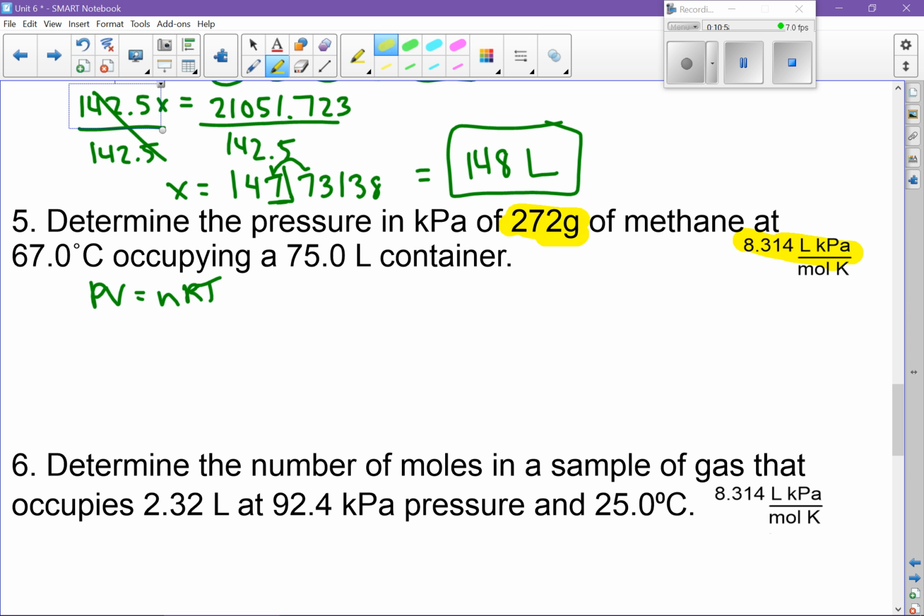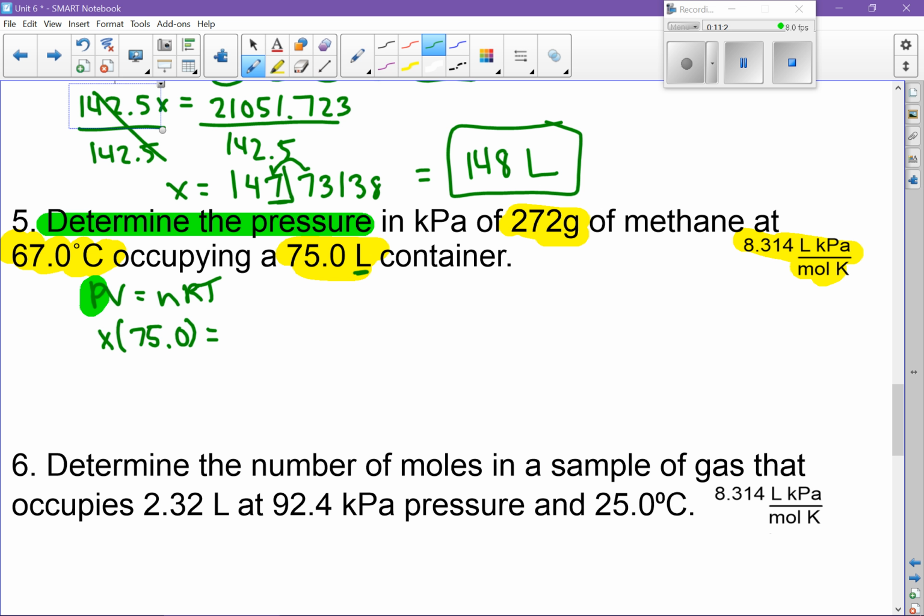There's a number. Here's R. There's a number. There's a number. And this question says we need to determine the pressure. So that means P becomes the X, the thing we don't know. So X goes there. V for volume, I see liters, that's the unit that I need there. N means moles. And we don't have moles.